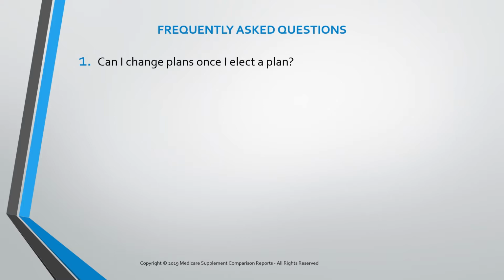If you elect a new plan during that period, it will become effective January 1st of the following year. So if it's 2019 and I elect a plan in enrollment, to change a plan that is, then it's going to become effective January 1st of 2020.